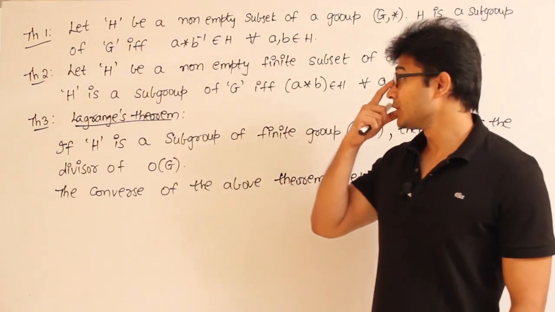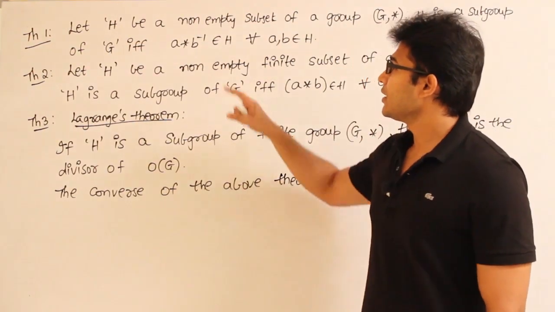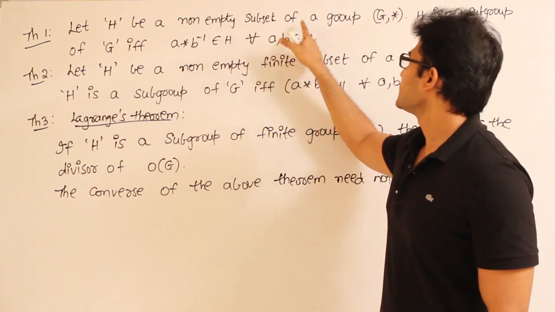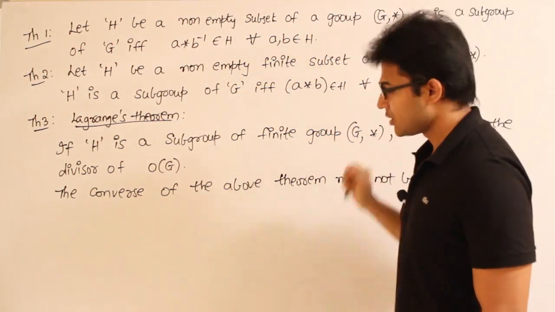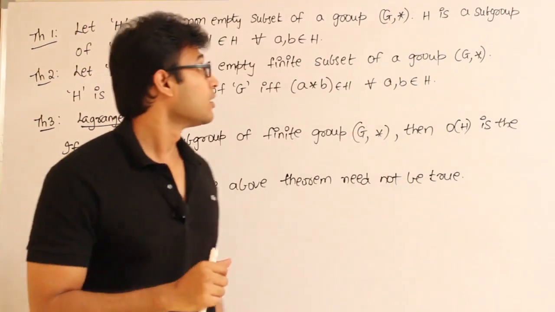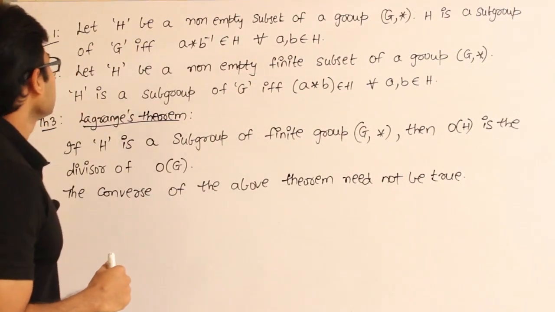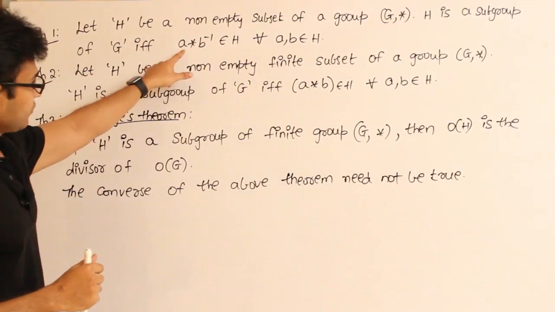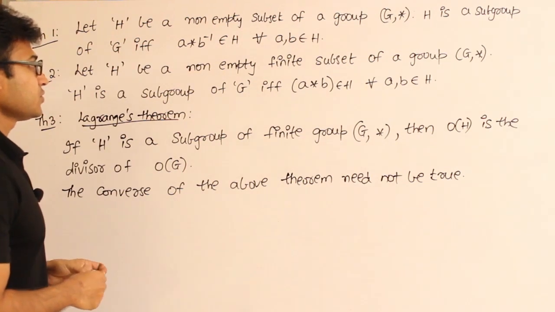See this, we have three theorems here. First theorem is, let capital H be a non-empty subset of a group G comma star. Then capital H is a subgroup of G if A into B inverse belongs to H.